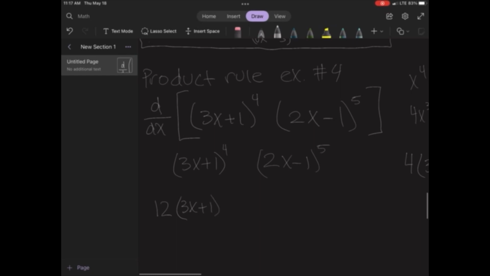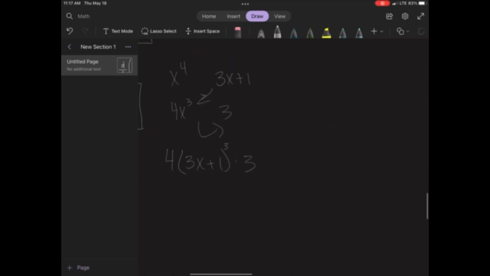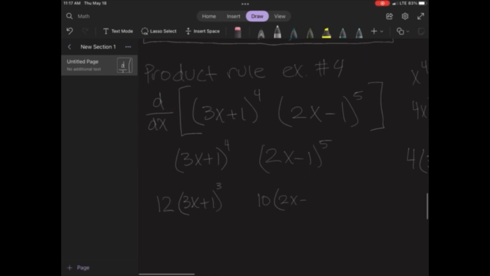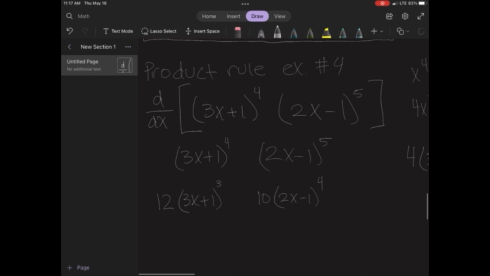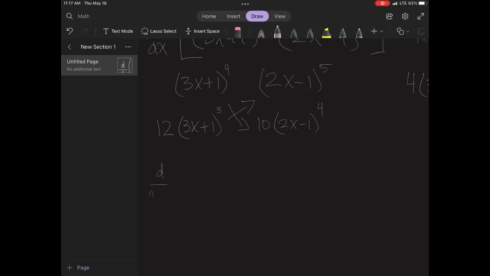12 times 3x plus 1 cubed. You're going to do the same for 2x minus 1 to the 5th. Start by doing the chain rule, and once you find the derivative, place it underneath in the chart. Now you will complete the product rule by multiplying diagonally 2x minus 1 to the 5th times 12 times 3x plus 1 cubed, and add that with 3x plus 1 to the 4th times 10 times 2x minus 1 to the 4th. And there is your derivative. The answer is being written below.